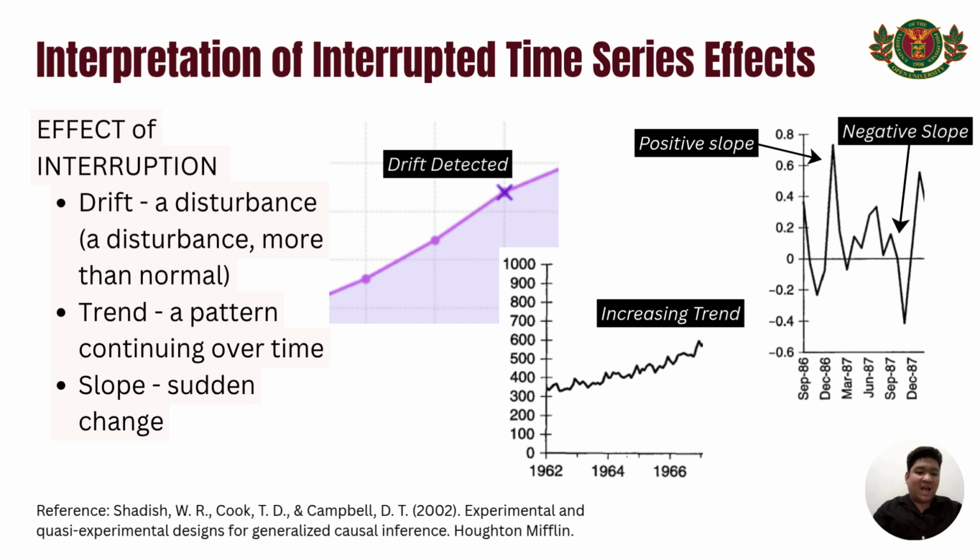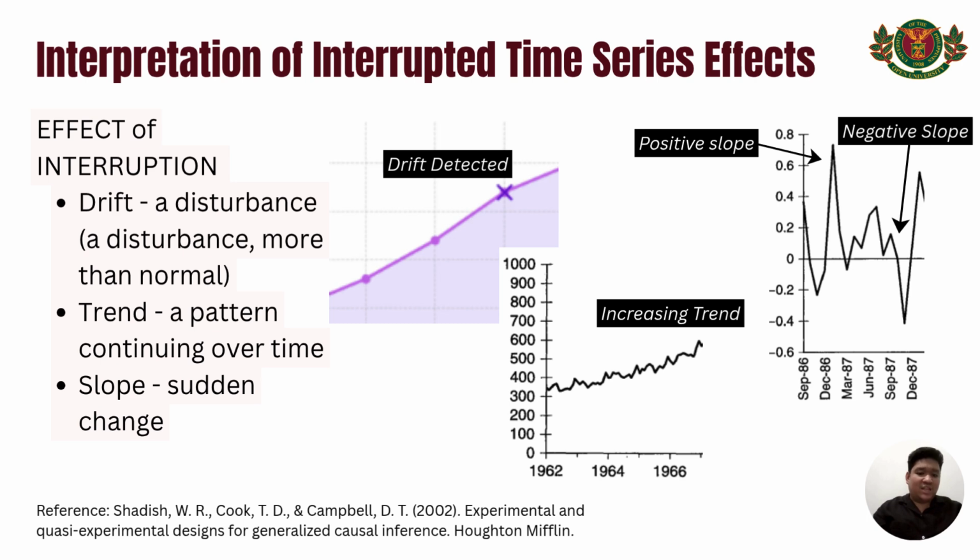For slope, usually it is a sudden change. So it's a very high change or high effect, because you will already see that there is an immediate decrease in the effect after the implementation.